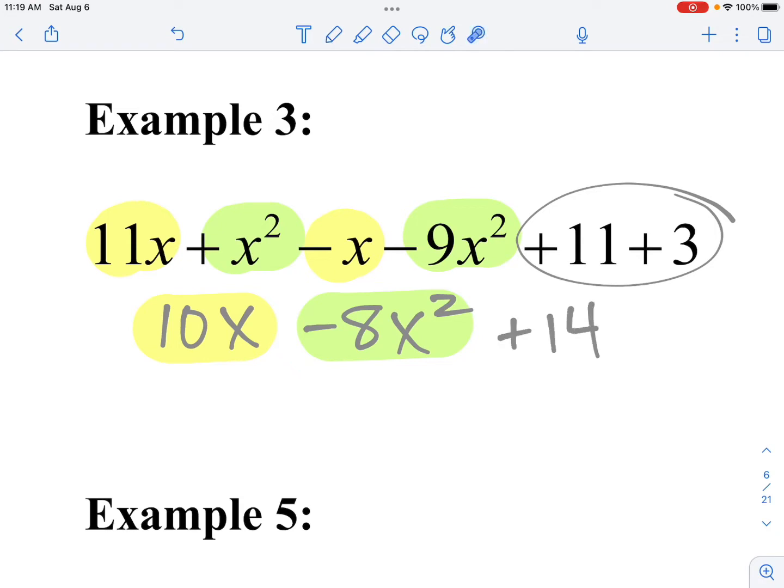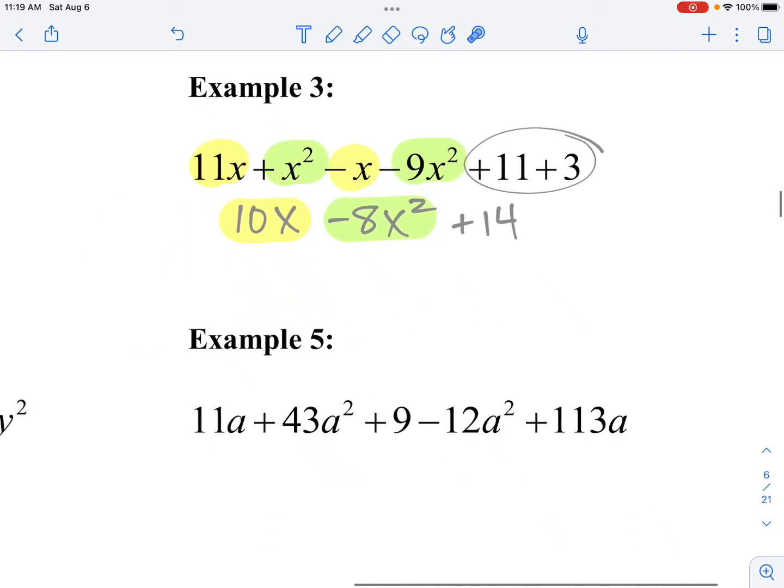And I'm just going to do a quick check. X is different from x squared, and this is just a whole number. So I am finished because there's nothing else that I can combine.